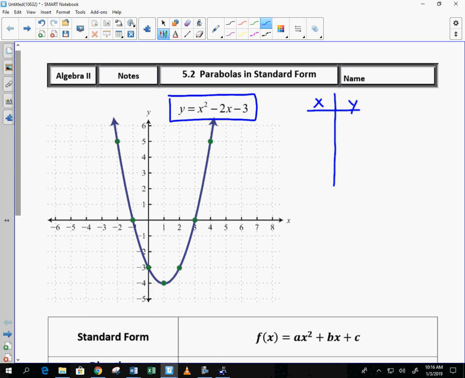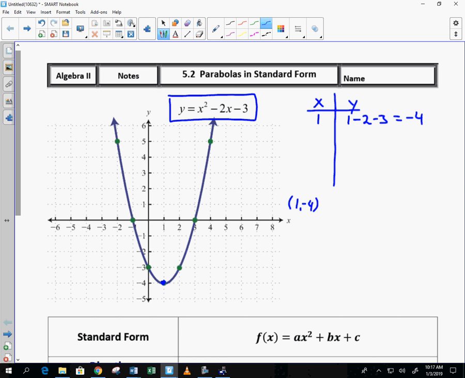So for example, I could try plugging in 1. And I would take 1 and square it, and I would get 1, minus 2 times 1 would be 2, and then minus 3. So the x value we plugged in was 1, but the y value is 1 minus 2 minus 3. So 1 minus 2 is negative 1, minus 3 is negative 4. So what that means is that there's a coordinate of 1, negative 4 on this parabola. If you look here, does it look like it has a coordinate of 1, negative 4?